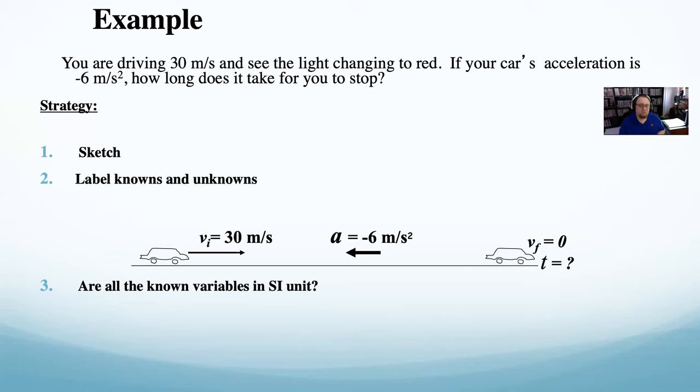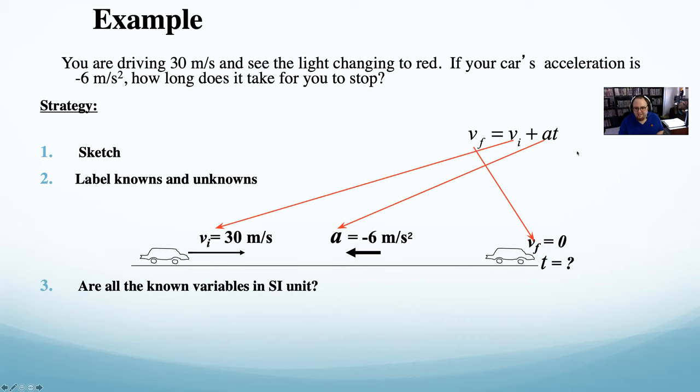Now I have to match an equation. I have a few equations now. I have V equals D over T. But I didn't mention D at all in this, so that's not likely. But I did just introduce an equation with VI, VF, A, and T: V final equals V initial plus AT. Let's see. V final equals V initial plus A, and I'm looking for T. This has exactly what I'm looking for. So that must be the equation.